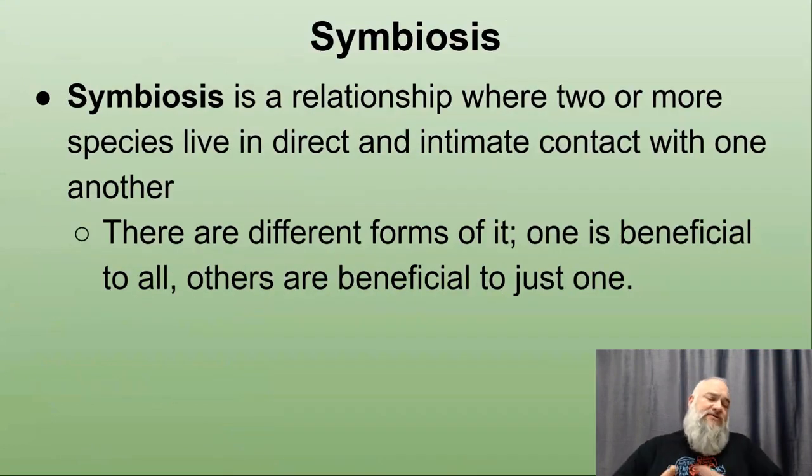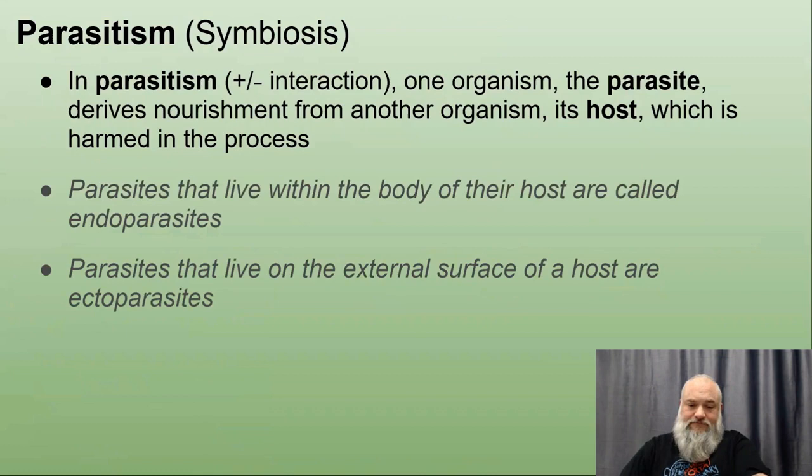We talked about symbiosis in Bio 1, and that is that close long-term relationship between two organisms or two species, where they're in direct and intimate contact with one another. Not predator-prey, that's direct and intimate, but it's short-term. We're talking long-term direct intimate contact. There are different forms of it. One is beneficial to both, and others are beneficial to one, but not the other.